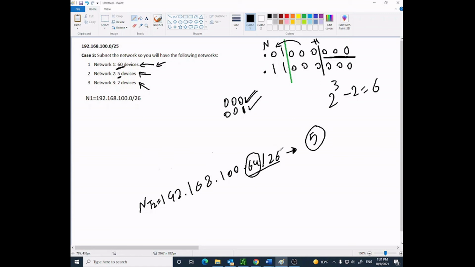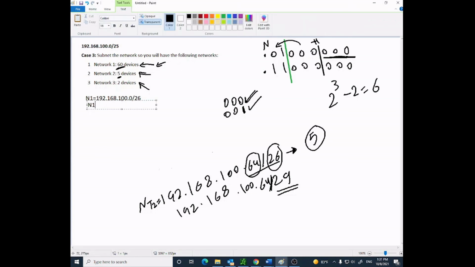But the issue here is this is not going to be 26 anymore. This is going to be changed. It was 26, and I'm adding 3 to it, so it's going to be 29. So the next network IP address is basically going to be 192.168.100.64, but the prefix in this case is going to be 29. So let's go ahead and write that down here.